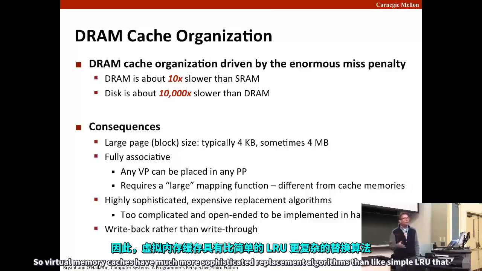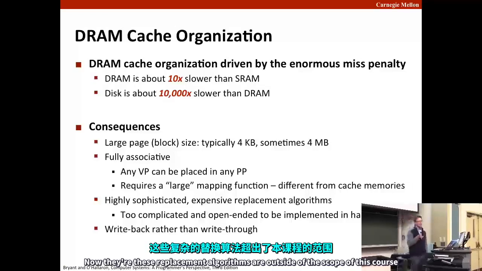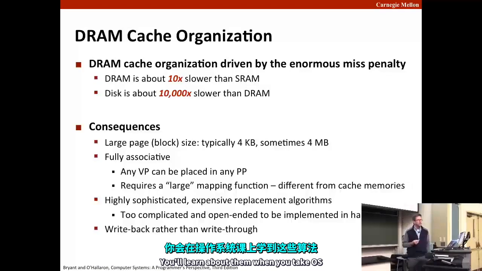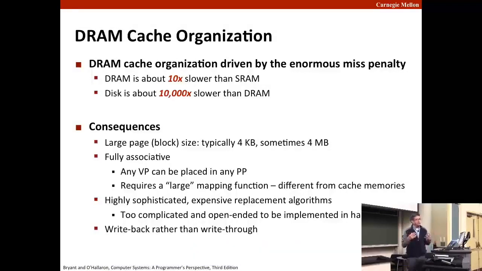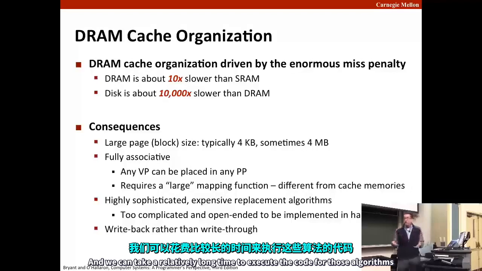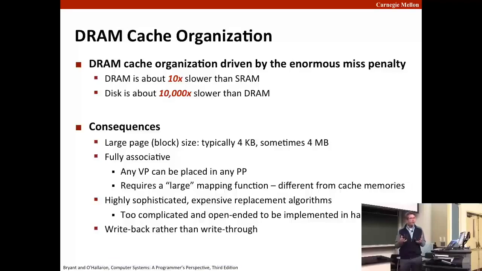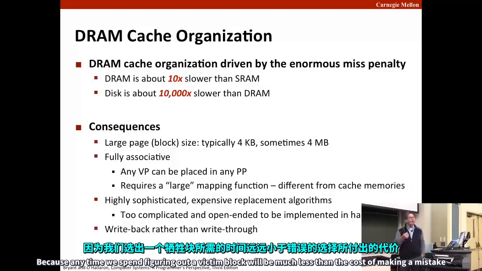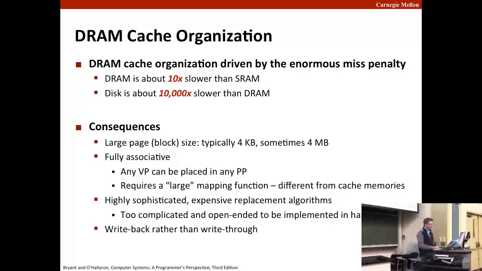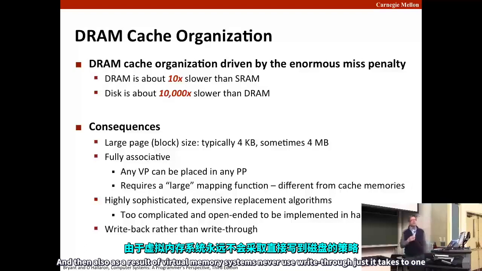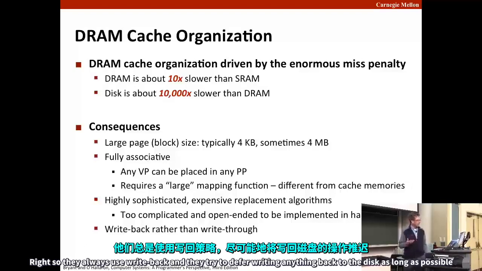Okay? So virtual memory caches have much more sophisticated replacement algorithms than simple LRU that we saw with cache memories. Now, these replacement algorithms are outside of the scope of this course. You'll learn about them when you take OS. But because it's in software, we can afford to do very expensive replacement algorithms, and we can take a relatively long time to execute the code for those algorithms, because any time we spend figuring out a victim block will be much less than the cost of making a mistake and paying the access time, the miss penalty to disk. And then also as a result, virtual memory systems never use write-through, just because it takes too long. Right? So they always use write-back, and they try to defer writing anything back to the disk as long as possible.